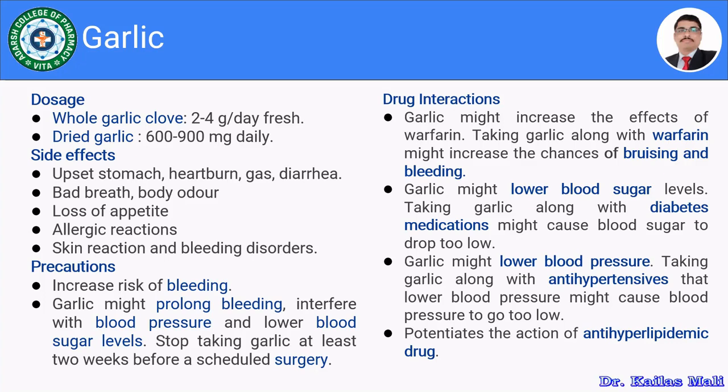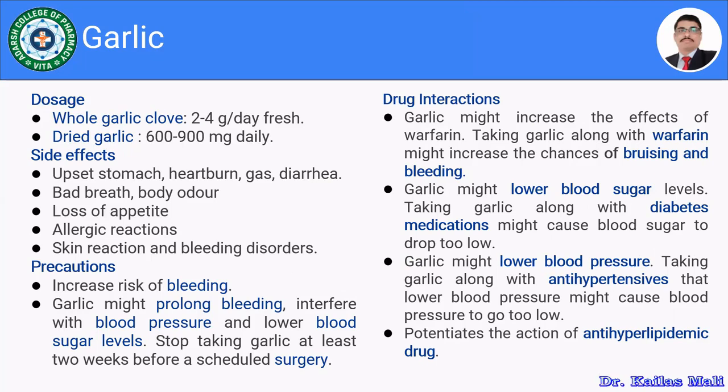Let us move towards the drug interactions. The very first drug interaction is related to garlic and warfarin. As you know, garlic might increase the effect of warfarin. That is, garlic is going to thin the blood.